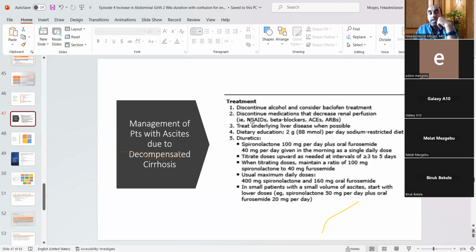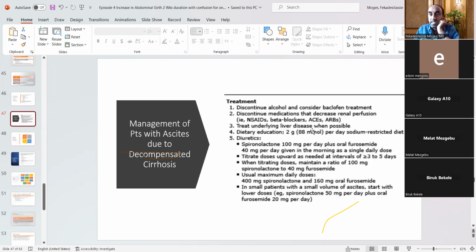You escalate the dose depending on the patient's response and discontinue alcohol as much as possible. Alcohol has to stop. Any medication which will compromise renal perfusion like NSAIDs, beta blockers, ACE inhibitors, ARBs, if they are being taken, they should be discontinued automatically, okay?